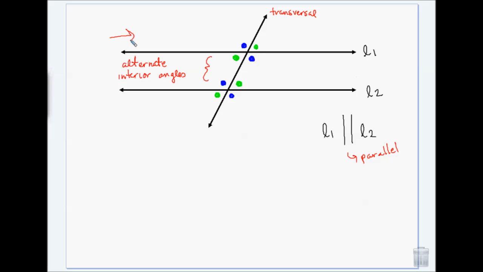But on the outside, you have alternate exterior angles. And they're exterior angles because they're on the outside of the parallel lines. And they're alternate because, again, they're on opposite sides of this line. But what you end up having is two sets of 4 angles that are all equal. So all of the blues, we'll make the blues squares, maybe. And we'll make the greens triangles.